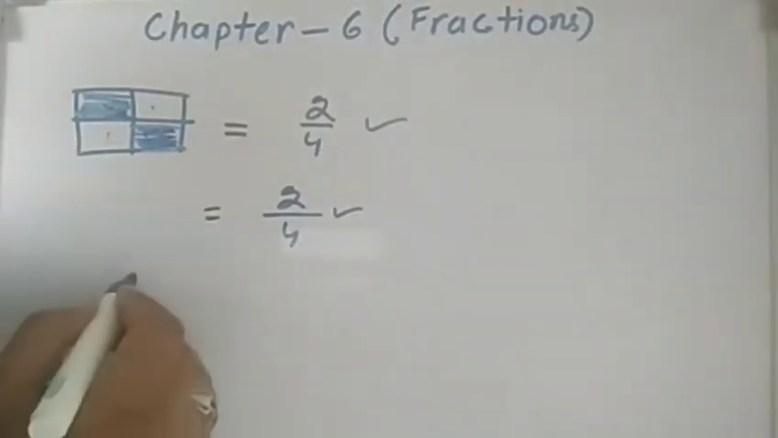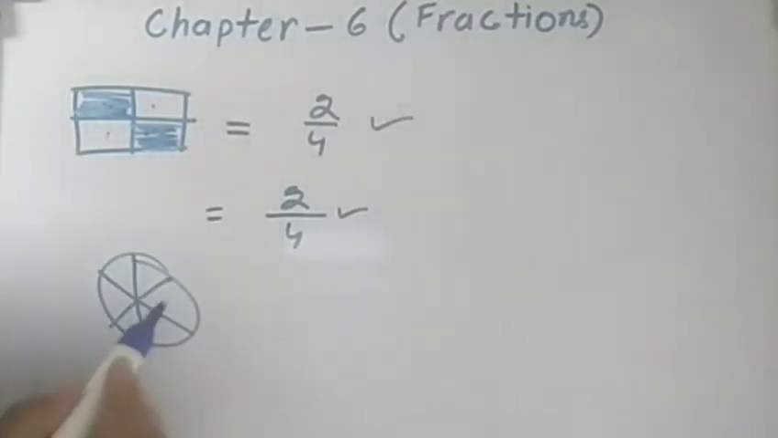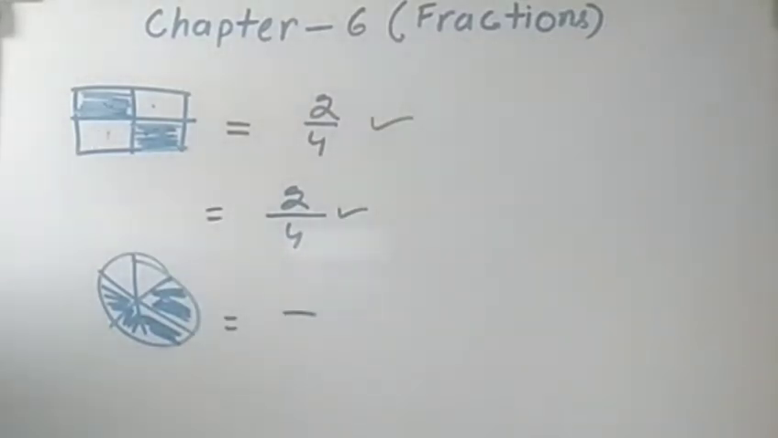Let us take one more example. So this is a circle. It is cut into 6 equal parts. So this part is shaded, this part is also shaded, this part is also shaded, and this part is also shaded. And we have to write the fraction of shaded parts. First of all, you make a small line, and below this line we write the total number of parts. How many total parts are there? 1, 2, 3, 4, 5, 6. So we write 6 here. And how many shaded parts are there? 1, 2, 3, 4. So this is the fraction of the shaded parts.